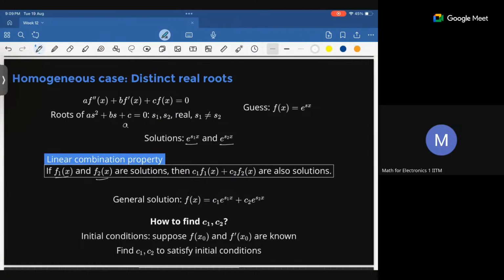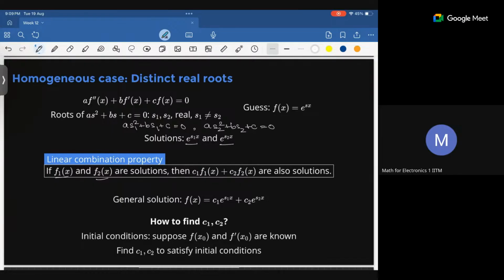So that means A S1 square plus B S1 plus C will give me 0, as well as A S2 square plus B S2 plus C is equal to 0, right? So it should be true, because only then S1 and S2 will be the roots, or else they won't be the roots. So when they said S1 and S2 are the roots, that means those should satisfy the equation. So if I substitute, the equations get satisfied.